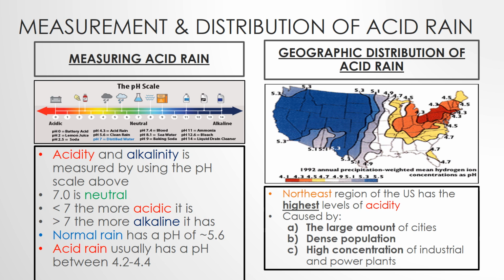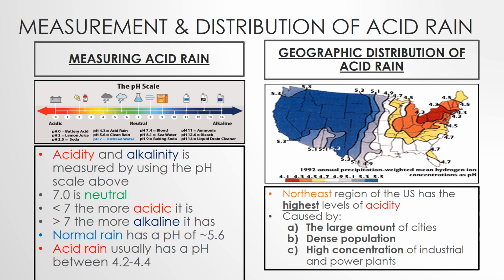The geographic distribution of acid rain. This map is showing that the northeast region of the United States has the highest levels of acidity, with places like New York, DC, Maryland, all at around 4.3, very acidic. Then regions in the west are much more basic, more alkaline. They don't have as much acidity in that area.